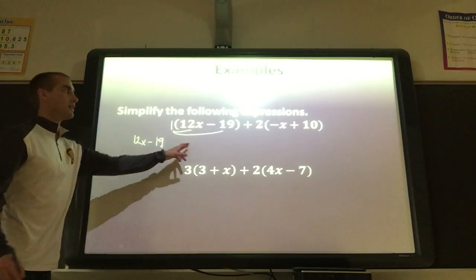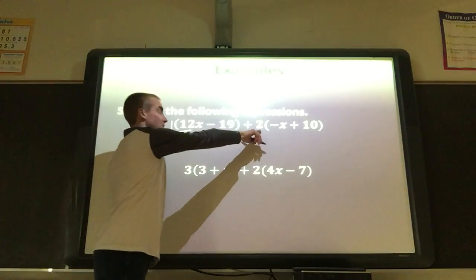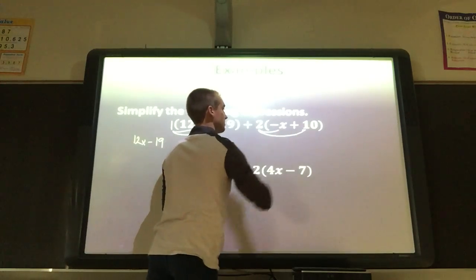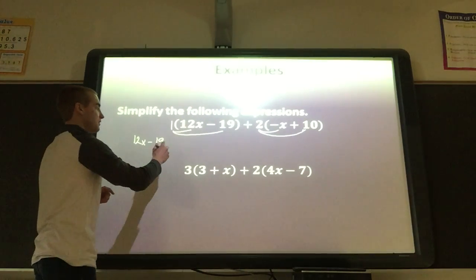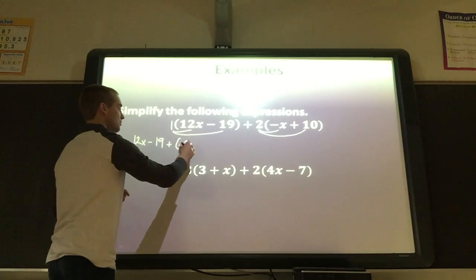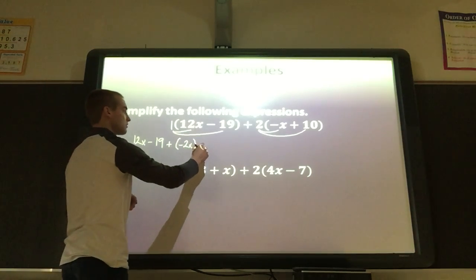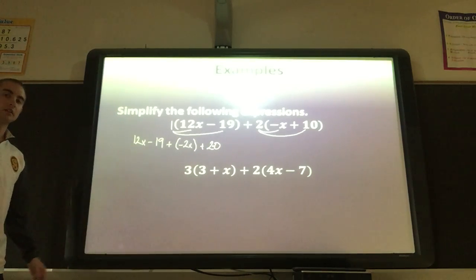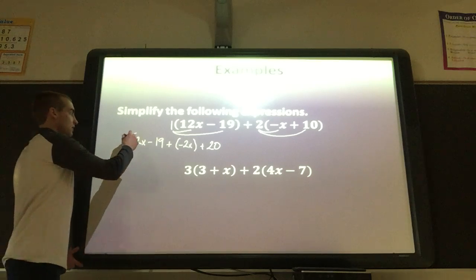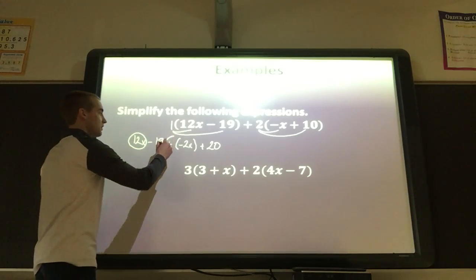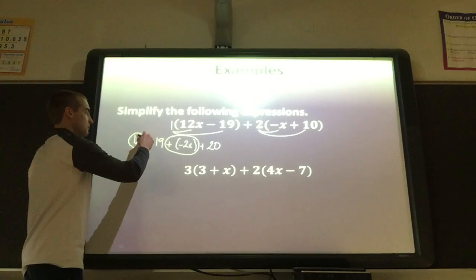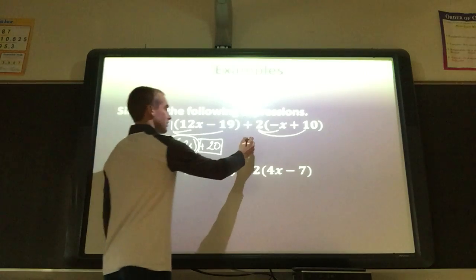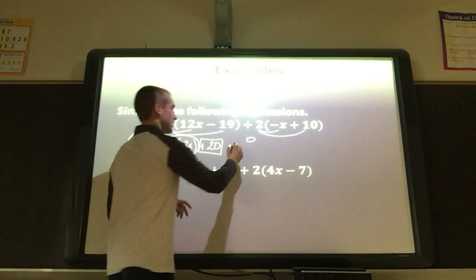But before we can write everything else, we also need to distribute a 2. So we're going to do 2 times negative x and 2 times 10. So 2 times negative x would be plus negative 2x. And then plus 2 times 10 would be 20. Now we can go ahead and put everything in the same shape. So we've got 12x we can circle. And we're going to circle the plus negative 2x. And then we're going to put a box around the minus 19 and the plus 20. All right, so everything that's been circled, 12x plus negative 2x.